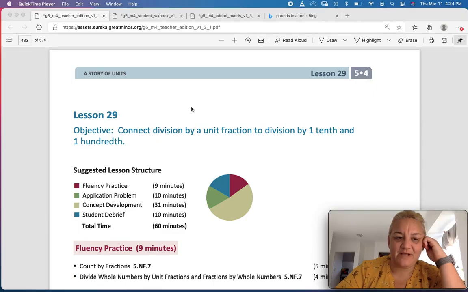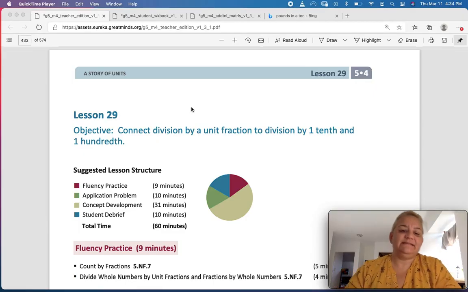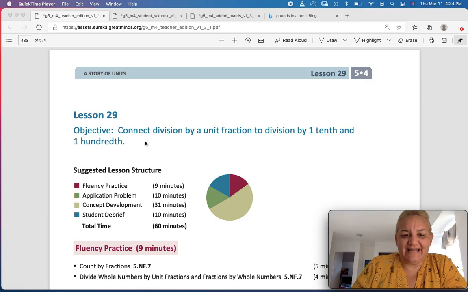Eureka Math, Module 4, Lesson 29. Today, our objective is to connect division by unit fraction to division by tenths and hundredths.